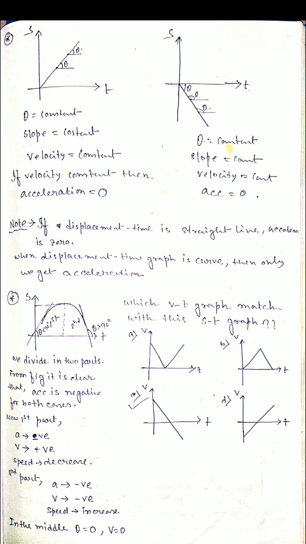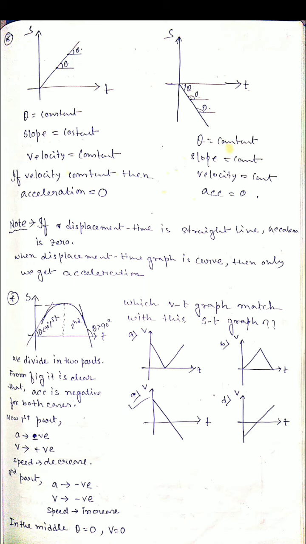Next one, we also consider one problem, and 4 options are given for the velocity time graph. Which one represents that? Which of the velocity time graphs represents this displacement time graph? How can we understand? You see that this nature is concave downward. So from the first point we understand, if the displacement time graph is concave downward, acceleration is negative.